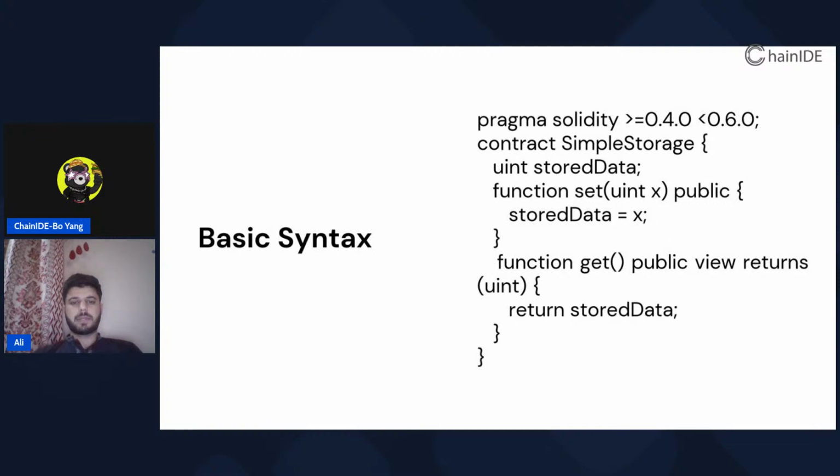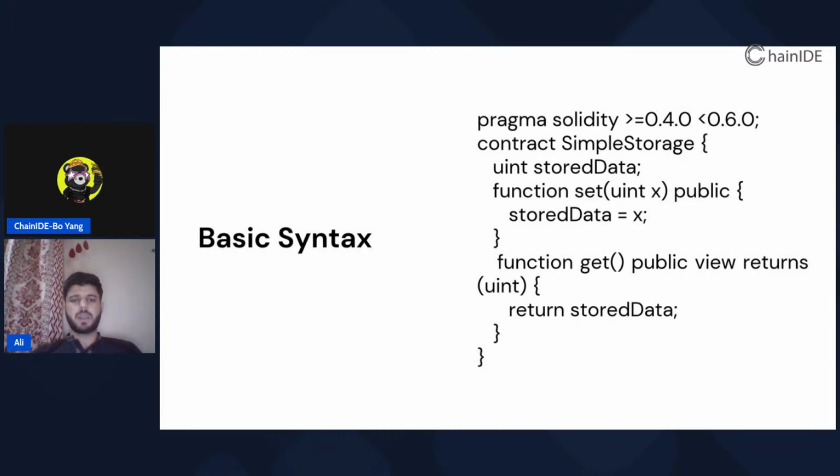Next are value types. Like in other programming languages, Solidity also supports different value types, such as integer, unsigned integer, address, and string, and many other value types also. Unsigned integer is used to store just the positive, not the negative values. But integer is used to store both negative and positive values.